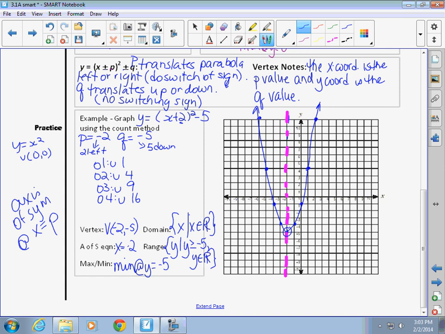So follow the instructions in the question. If it tells you to do a table of values, do a table of values. If it just says to graph it, then use the count method whenever you can, so you get really good at that. I have lots of graph paper here at school, so if you want to grab some of that, then feel free to help yourself.